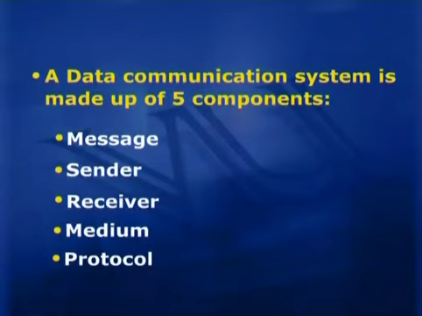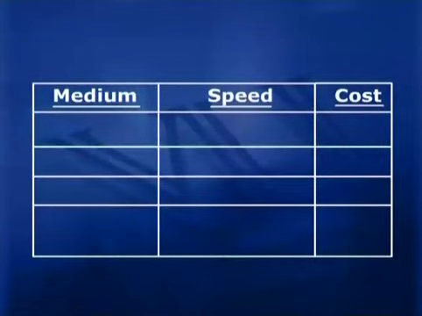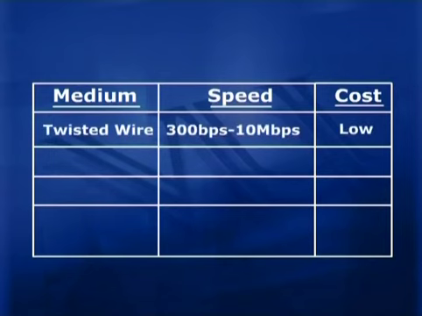Let's go to the slide and look into some specific transmission media that we normally have available in our daily life. Let's look into the type of those transmission media, the speed that they can carry data with, and the cost that is actually associated with each of them. The first transmission medium that we are going to look at on the slide is the twisted pair wire. The twisted pair wire offers a speed from 300 bits per second to 10 megabits per second. This is the same twisted pair wire that you actually see in your telephone systems at your homes. The cost in this specific case is low.